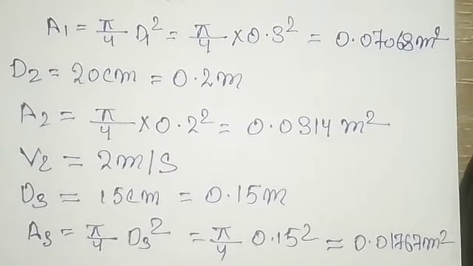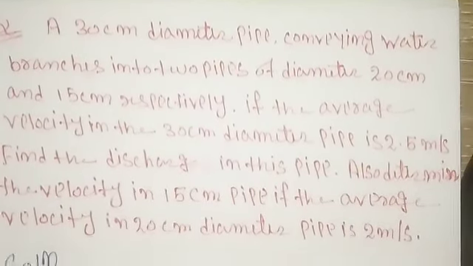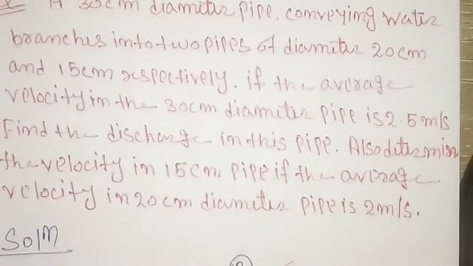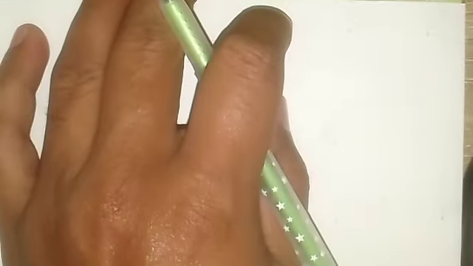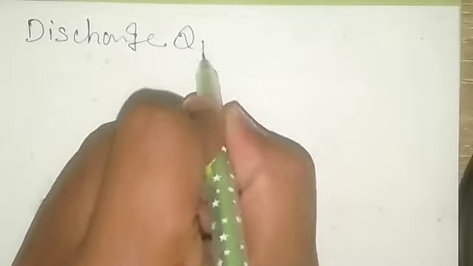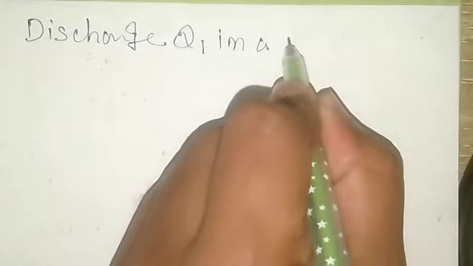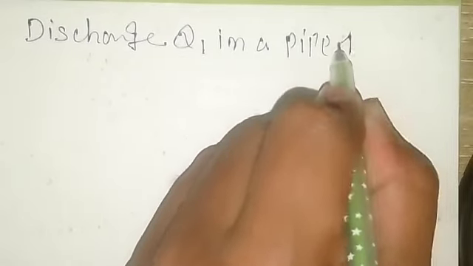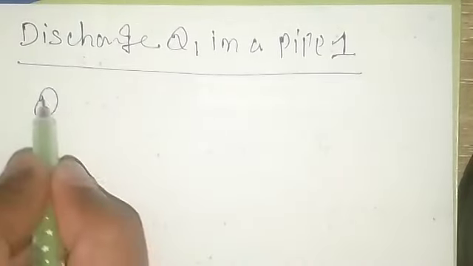a1, a2, a3 we got. v1, v2 is given. We have to find out v3 and q1. So first of all, we need to find out the discharge in the pipe of 30 centimeter. So now we can find out first the discharge q1 in pipe 1, right? Pipe 1 means whose diameter is 30 centimeters.